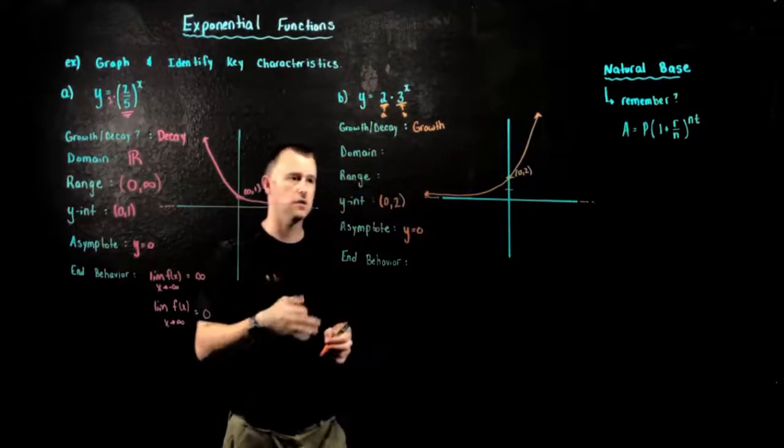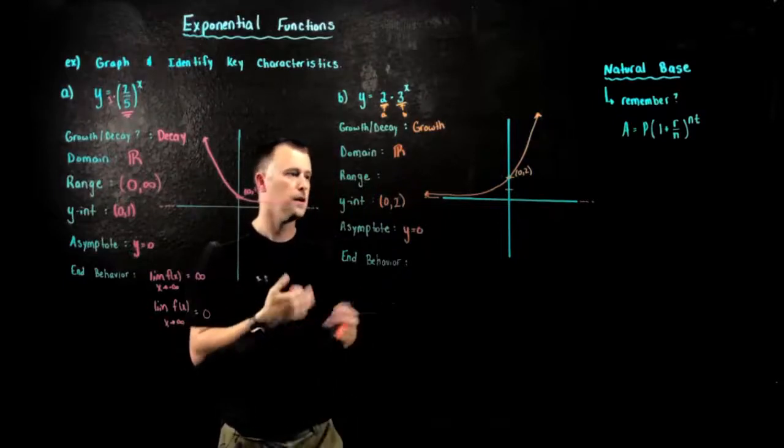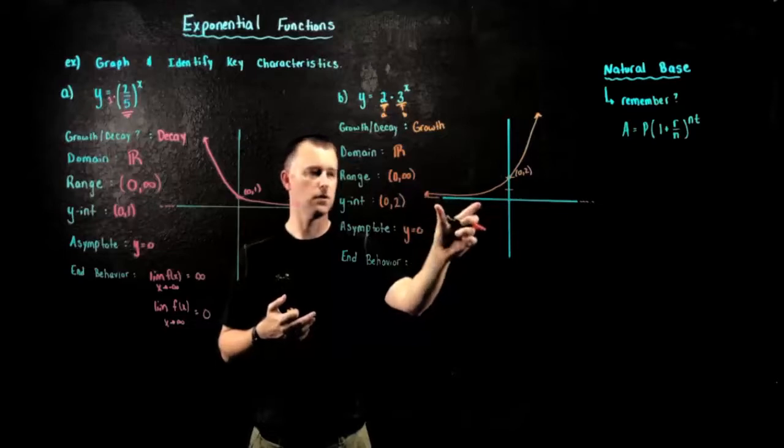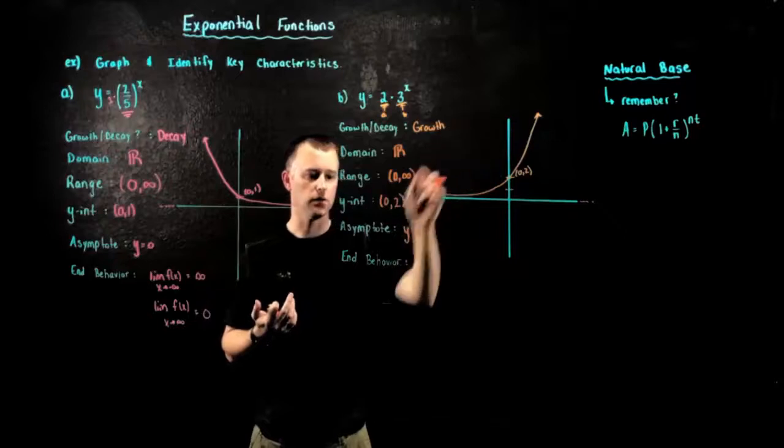So your domain, your range. Your domain, again, is all real numbers. You're going left and right forever. Your range is going to be 0 to infinity because you're starting at 0, which is your horizontal asymptote. We don't touch it, so I put the parentheses, and it goes up forever.